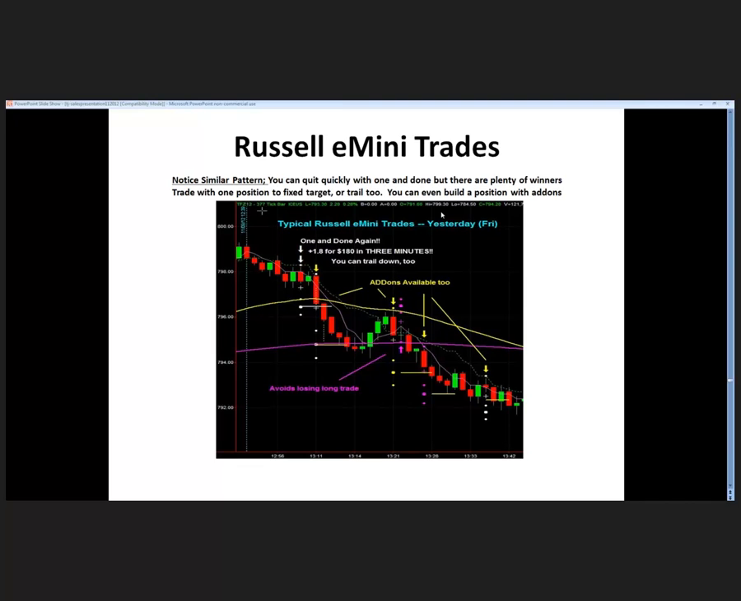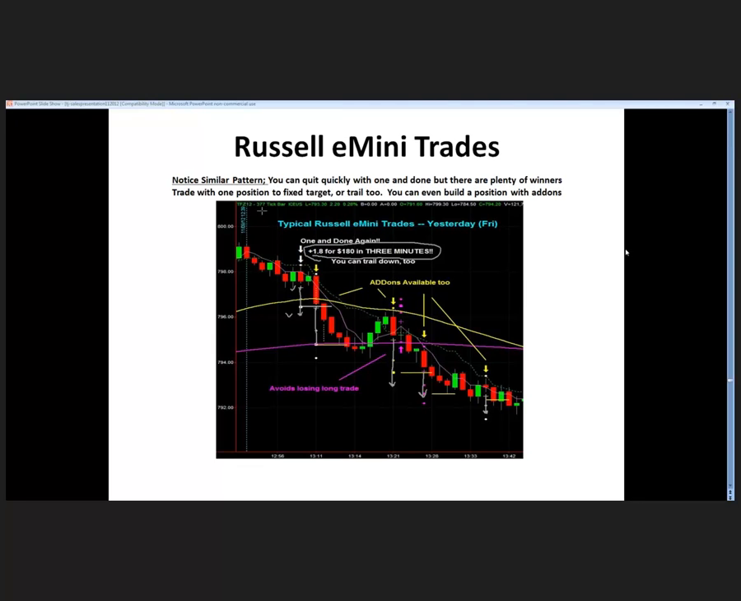Troy, tell us a little bit about this Russell E-mini on Friday. Yeah, again, the real movement we saw in the PM session, and that's what I was showing you here. Again, a one and done. The trade literally took 3 minutes. And again, there were more trades to follow if anyone were interested. And you'll notice that all the trades look exactly the same, except for the different colors. But regardless of the color, it's because all the trades are the same. I mean, we're not changing one thing, and every single setup is the exact same formula, basically.